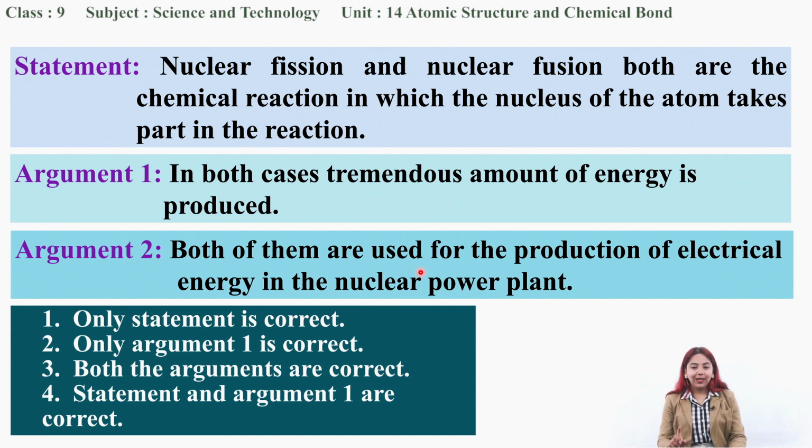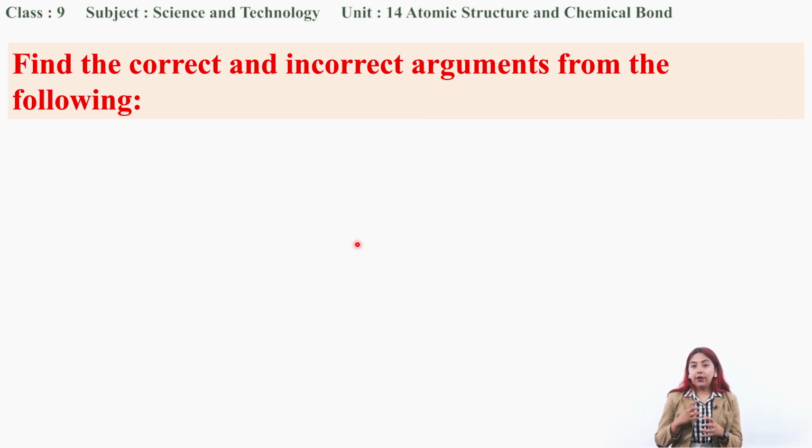No, it's not true. Why? Because the nuclear fusion reaction is not possible to make in the lab. The conditions necessary for that reaction are high temperature, high pressure and a very high amount of hydrogen, and those conditions are not possible to recreate in the laboratory. So for the production of electrical energy, only the nuclear fission process is used, not nuclear fusion. So argument 2 is also incorrect. The correct answer is option 2: argument 1 is correct.